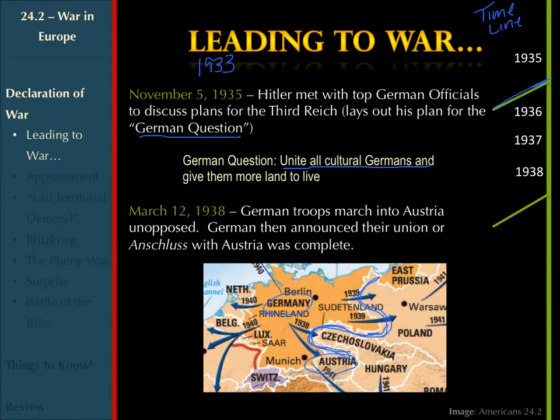And so on March 12, 1938, German troops just march across the border into Austria here. And they take Austria without a bullet. And then they announced to the world that their union, or Anschluss, with Austria was complete, and that they occupied Austria and all the cultural Germans there, and that these people wanted occupation. Some probably did, and there's evidence for that, but to say all of them did, I'm not quite sure.